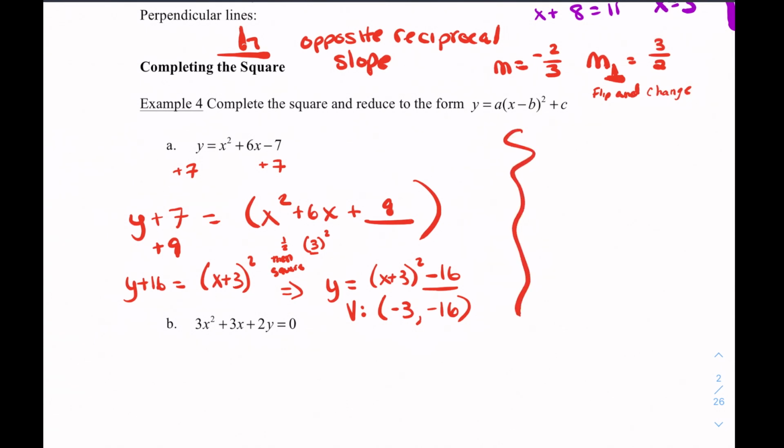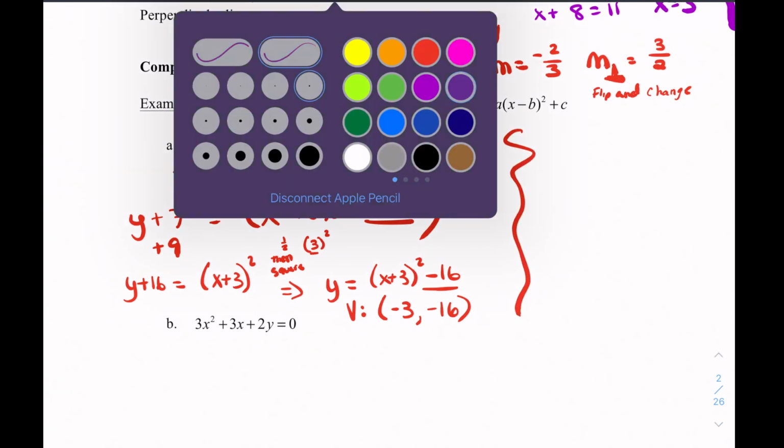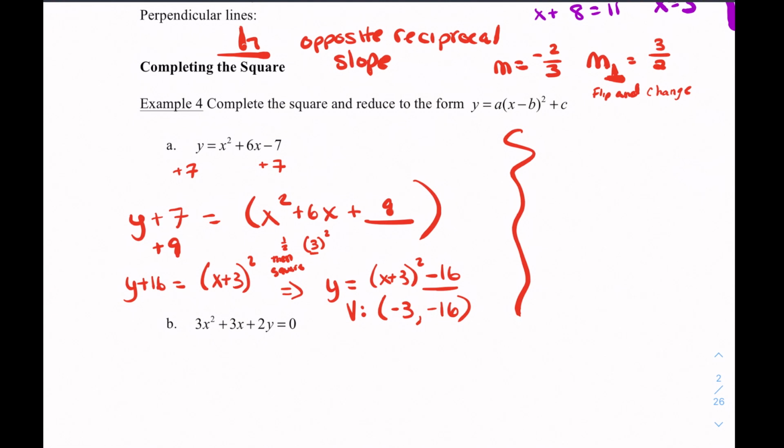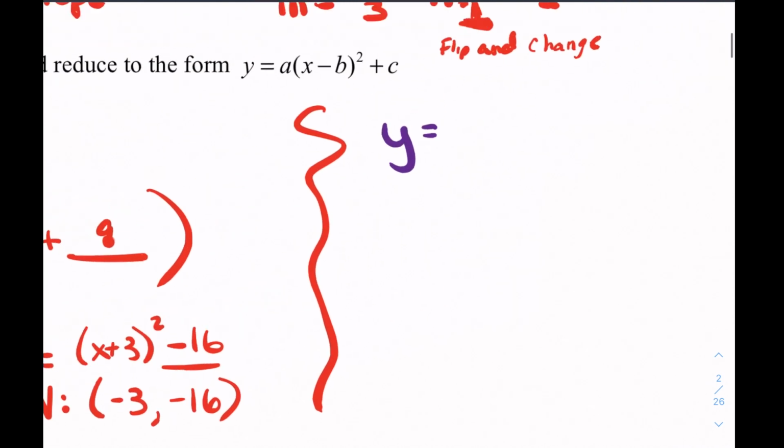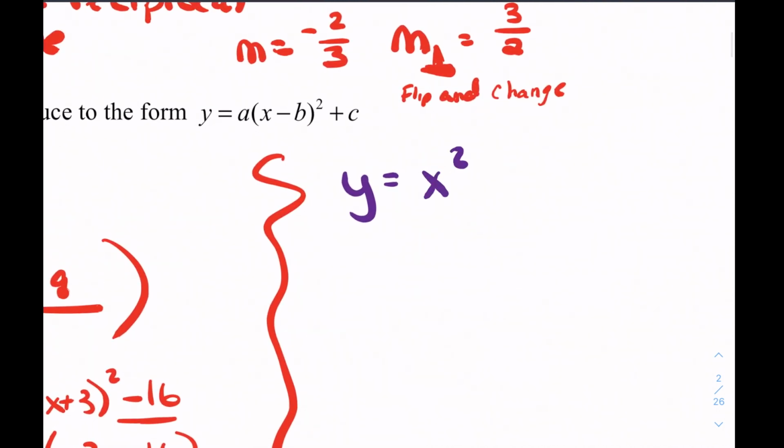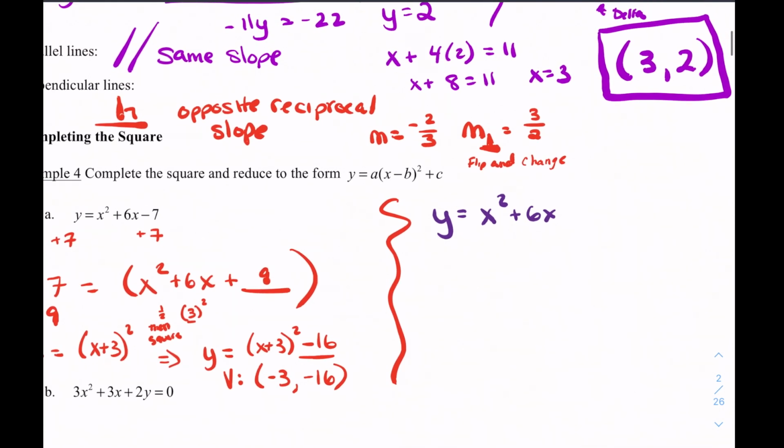Now, I'm going to do this in a slightly different color, say purple. For those of you that are slightly more advanced, if you want to just keep everything on the same side from what you're given, let's say y equals x squared plus 6x. What I do is I like to give a little space, and then I have minus 7 over here. I'm going to have this little spot here.